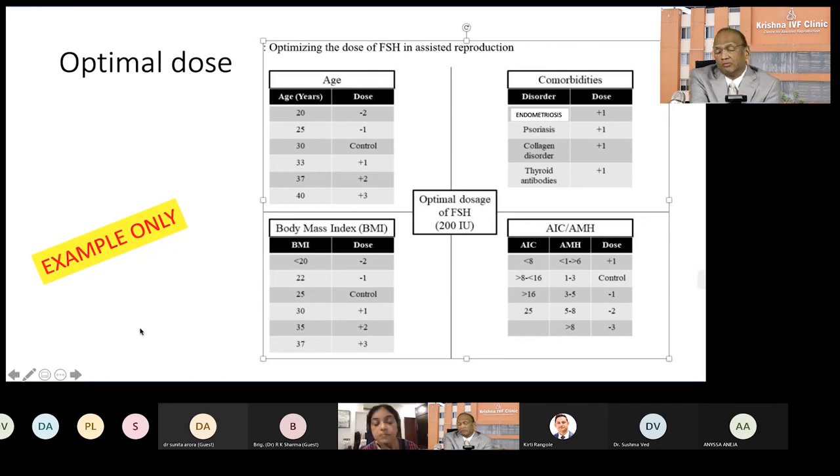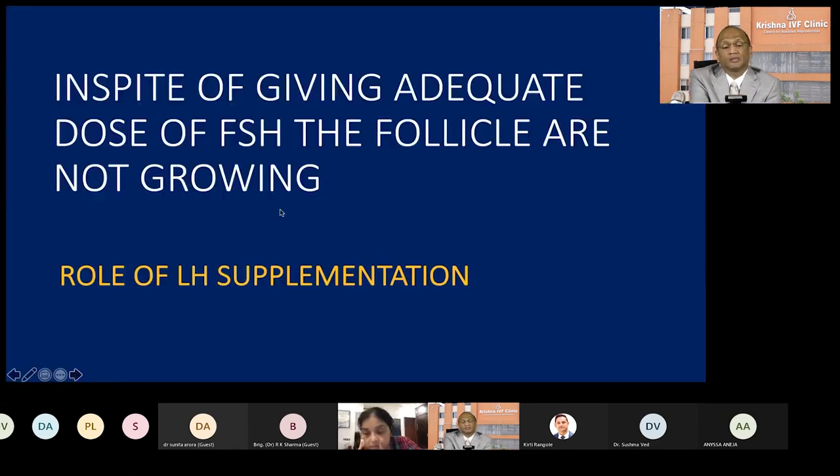And we use only one single product, the recombinant FSH, and we do not change the product. The reason is each product has its strengths and weaknesses. So, in the process, when you are doing a stimulation, you have to control as many variables as possible.